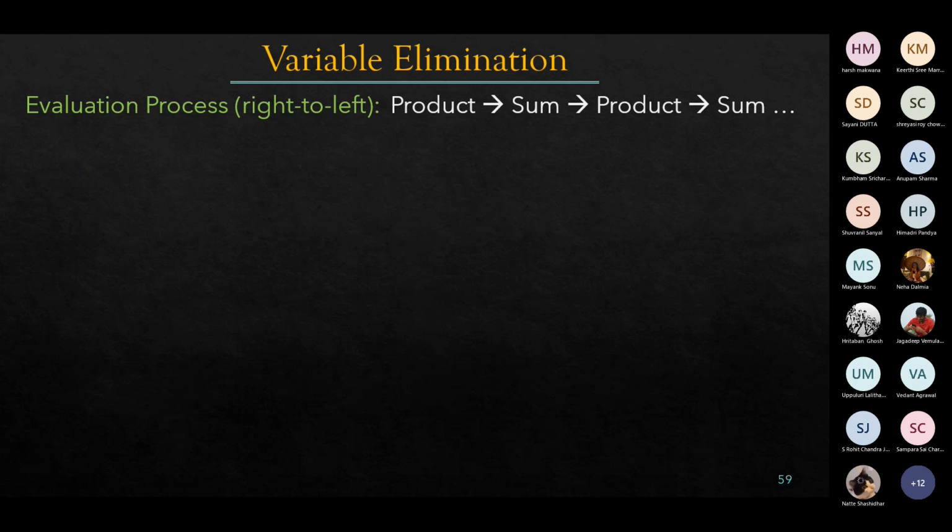With this notion, what the variable elimination algorithm does is that it considers the whole expression from right to left, and it interleaves the product and the sum operations. First it performs a product, and then it performs a summation over a variable. Then it goes for performing another product and then performs a summation. So let us see what I'm trying to mean.